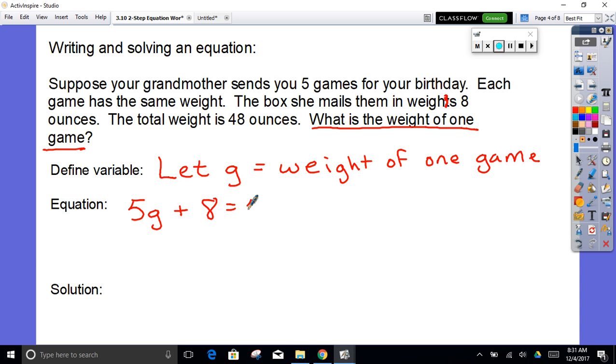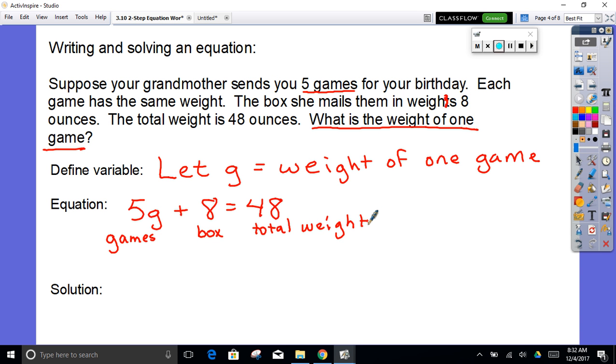5G plus 8 equals 48. So if we look at what goes with, our variable stands for the weight of one game. Well, up here it says that your grandmother sends you 5 games. So we have to take 5 times the weight of one game to get the weight of all 5 games, plus the box she mails them in. So we have the games plus the box equals the total weight. I should have written that above and not under because now we need to solve the equation. Okay, this is fair game. I'm going to use the cards because you all should be able to solve the equation. Michaela, tell me what to do to solve this.